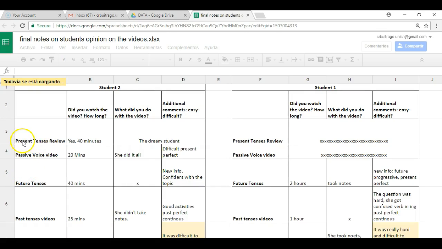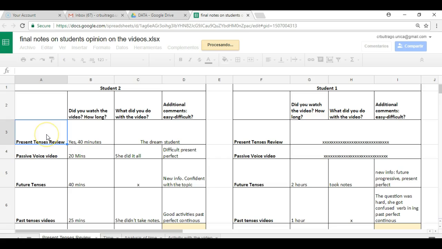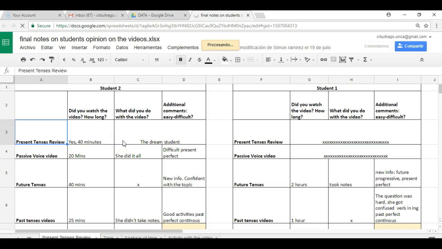So every time I taught a grammar structure by means of a video, I did an interview, let's say, with students in class. And I created a chart where I took notes of what students said in regards to how long they had watched the video and if they had watched it, what students had done with the video, and additional comments. Was the video easy or difficult, etc.